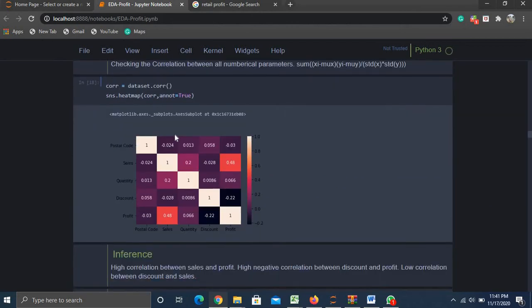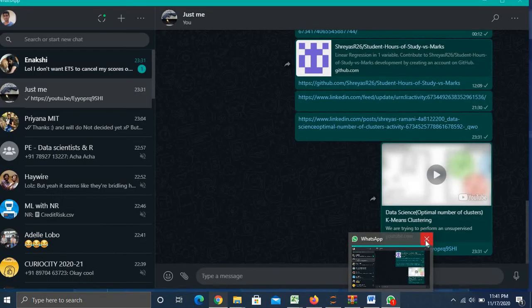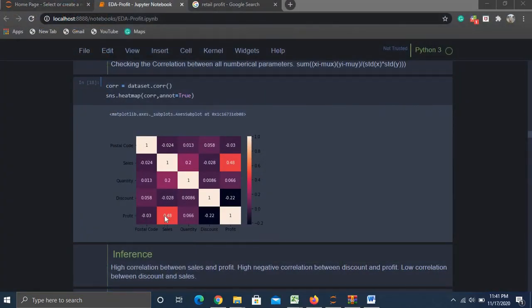So yeah, we are performing a correlation matrix. For those of you who don't know what correlation means, it's how much one variable influences another. So we're just going to see what has a high correlation. As we can see here, sales and profit have a very high correlation. Obviously, the more you sell, the higher profit you get.